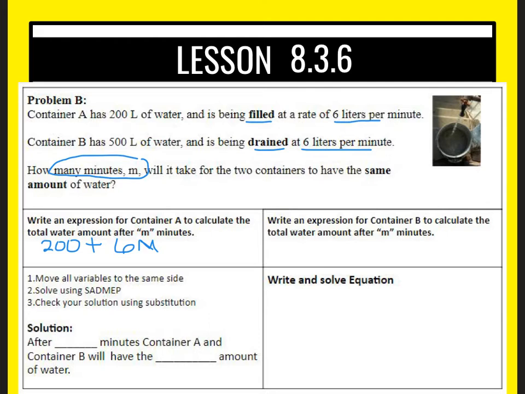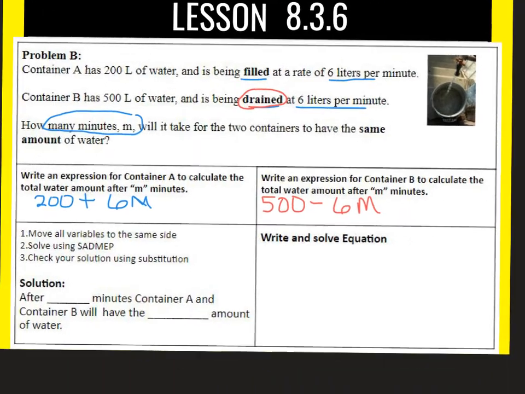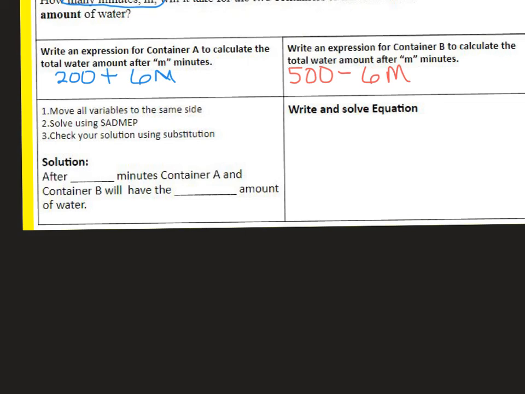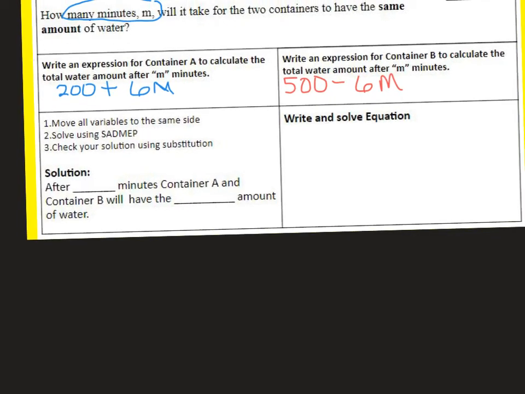In container B, I'm starting with 500 liters of water in it, but this one is being drained. So that means I'm subtracting that at 6 liters per minute. Okay? So we want to know what it will be, right? And I'm going to pick this up so I have some room. After how many minutes will they have the same amount of water? Okay? So here we go.